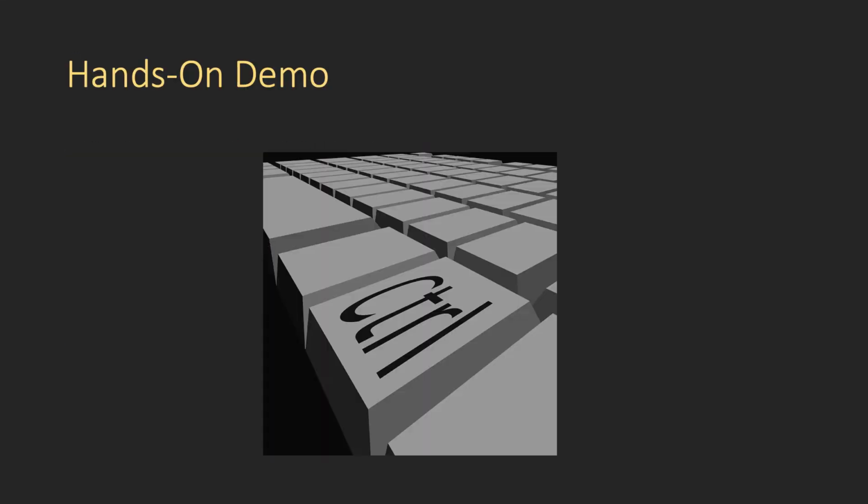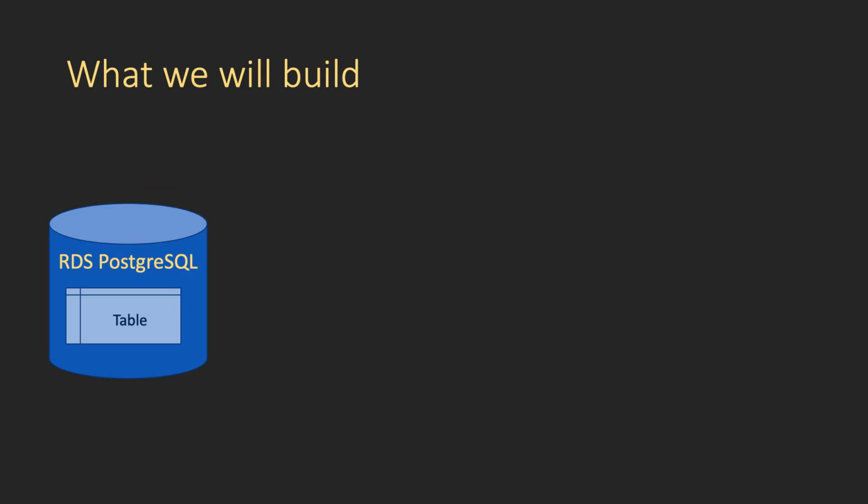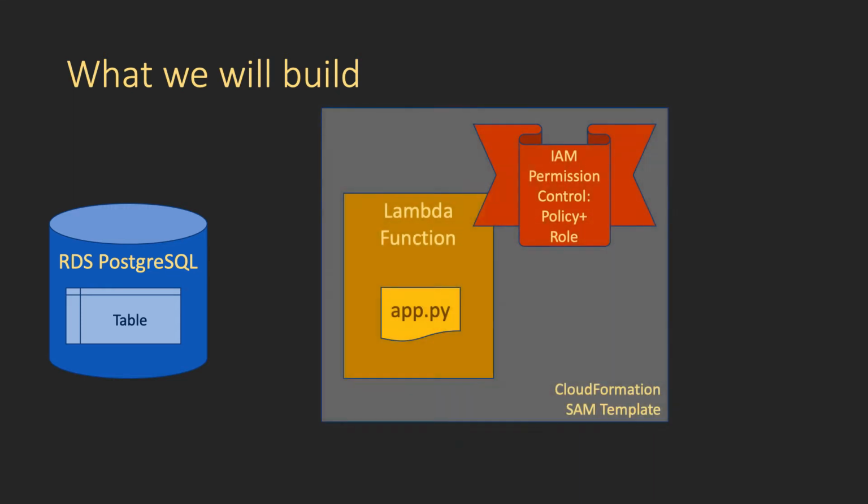Now let's start with our hands-on demo. Before we look at the code, let us take a brief look at the involved components. There's our PostgreSQL RDS instance with a table. Then we create a simple Lambda function based on the SAM template. We also have to add an IAM policy and role to grant access from RDS to Lambda. Finally, a database table trigger will issue an event that causes a CloudWatch entry through our Lambda function.